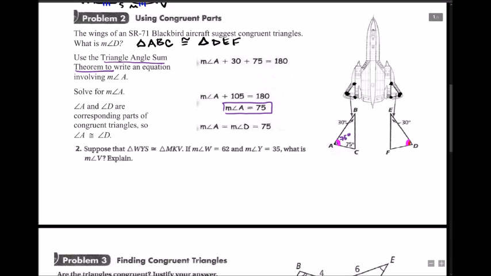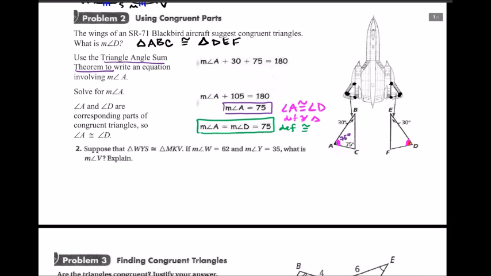So we can say that angle A is congruent to angle D. That's just definition of congruent triangles, congruent polygons. And then we know that if our angles are congruent, the measure of angle A is equal to the measure of angle D. That's just definition of congruence. And so we can just substitute in, and we know that angle D is also 75 degrees.